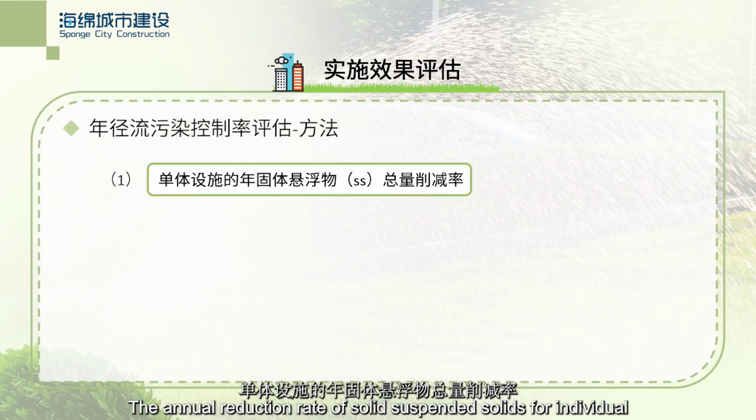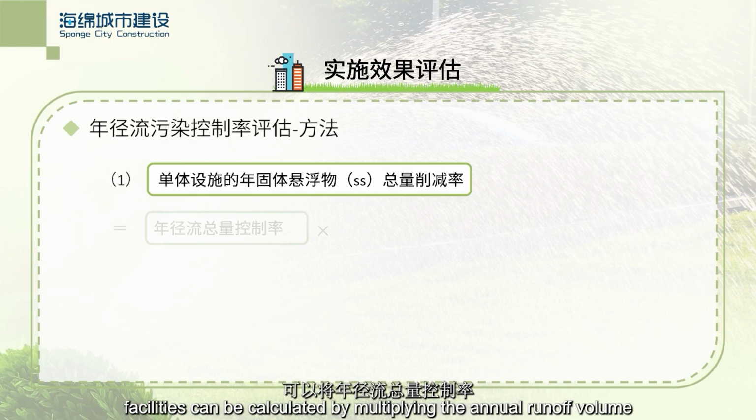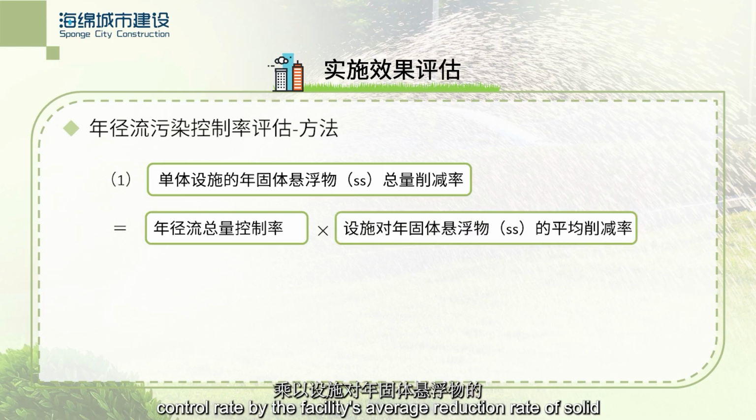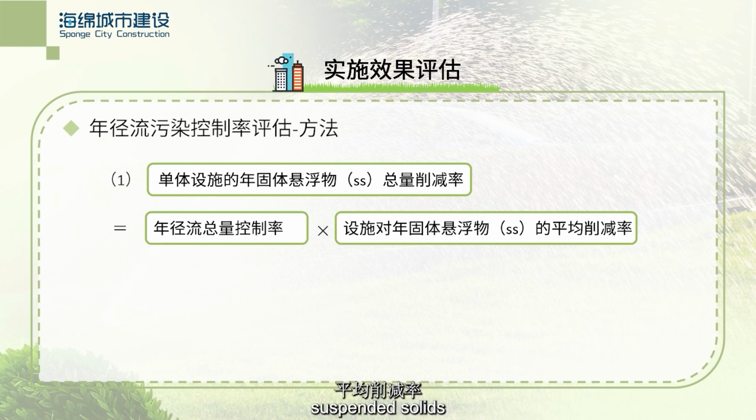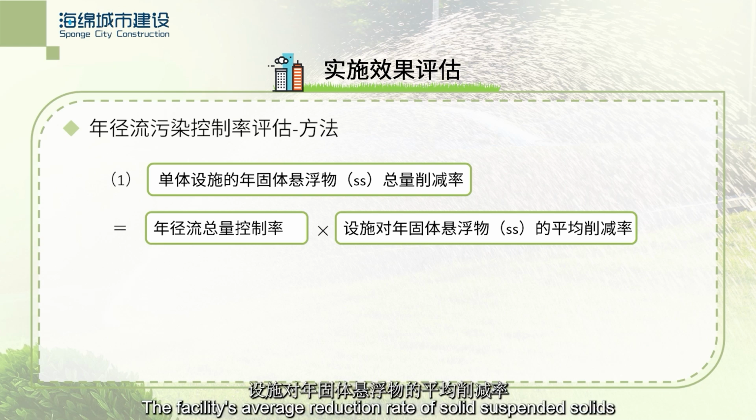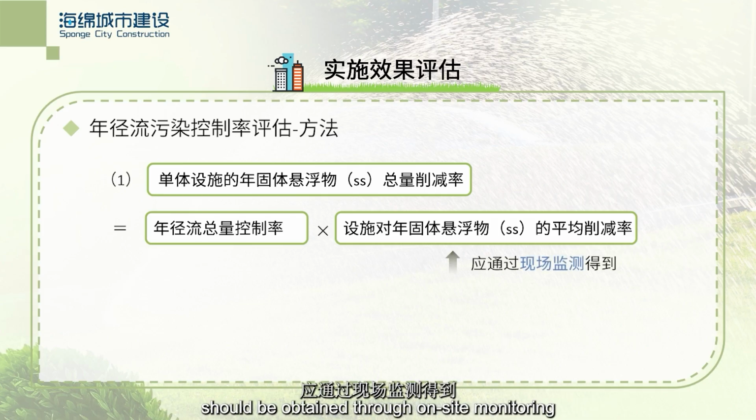The annual reduction rate of suspended solids for individual facilities can be calculated by multiplying the annual runoff volume control rate by the facility's average reduction rate of suspended solids. The facility's average reduction rate of suspended solids should be obtained through on-site monitoring.